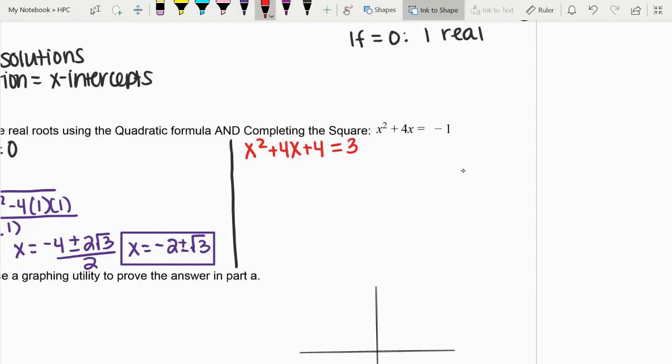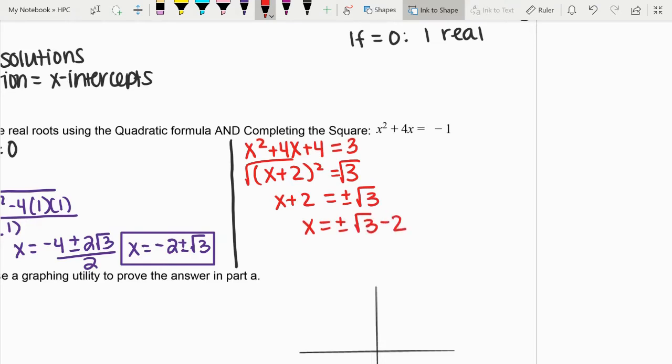Okay, then I'm just going to take x plus 2 squared is equal to 3. Okay, if I square root both sides, I get x plus 2 is equal to plus or minus the square root of 3. So then I have x is equal to plus or minus the square root of 3 minus 2, which is the same thing if I rewrite this to be negative 2 plus or minus the square root of 3.